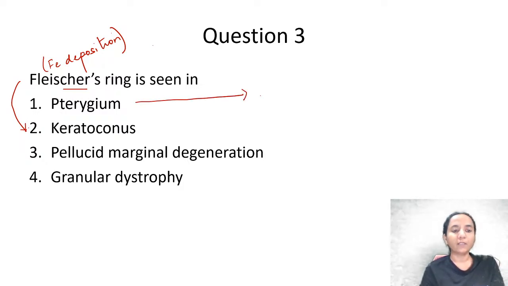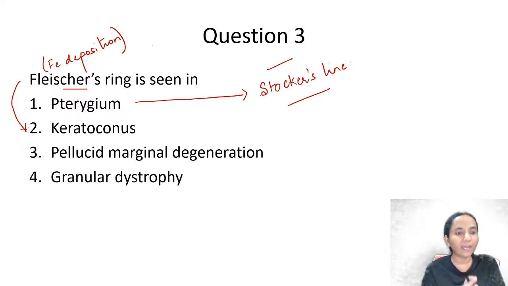Can you tell me what is the name of that line? Pigmented line at the head of the pterygium due to iron deposition. Does anyone know? Okay, let me tell you, please memorize this. The name of the line is Stocker's line. So the pigmented line at the head of the pterygium, also because of iron deposition, is Stocker's line. So Fleischer's ring is in keratoconus and Stocker's line in pterygium. Both of them are pigmented lines due to deposition of iron.